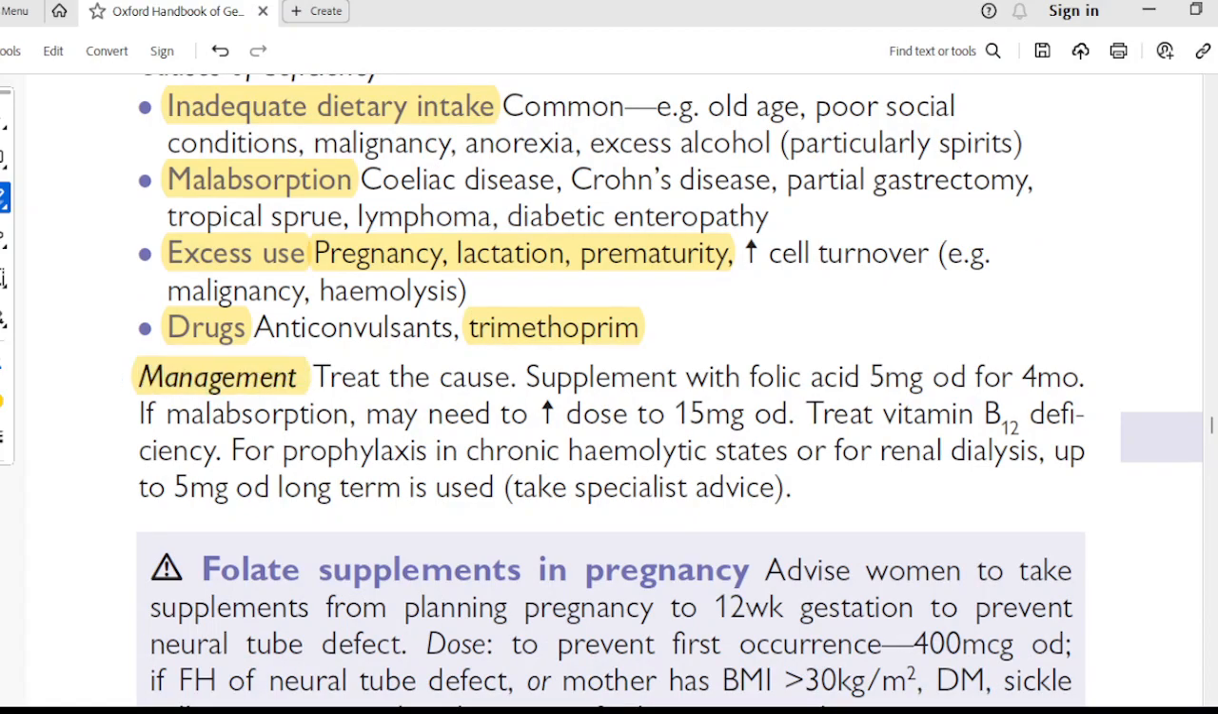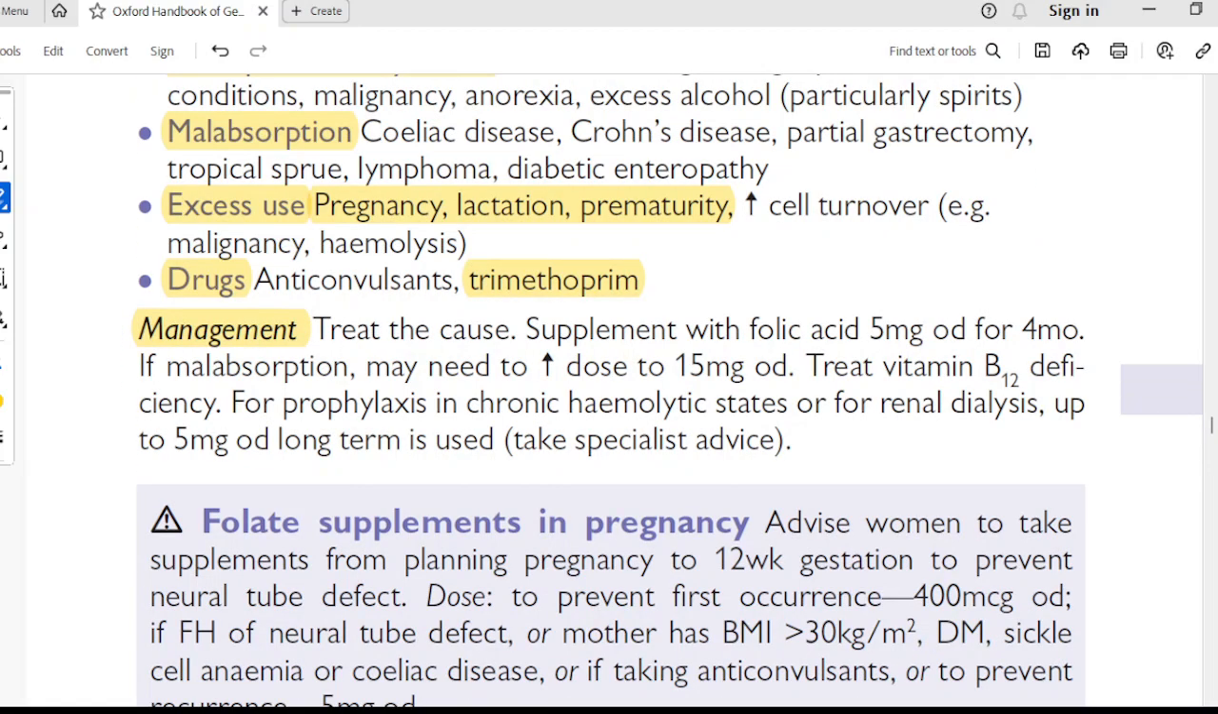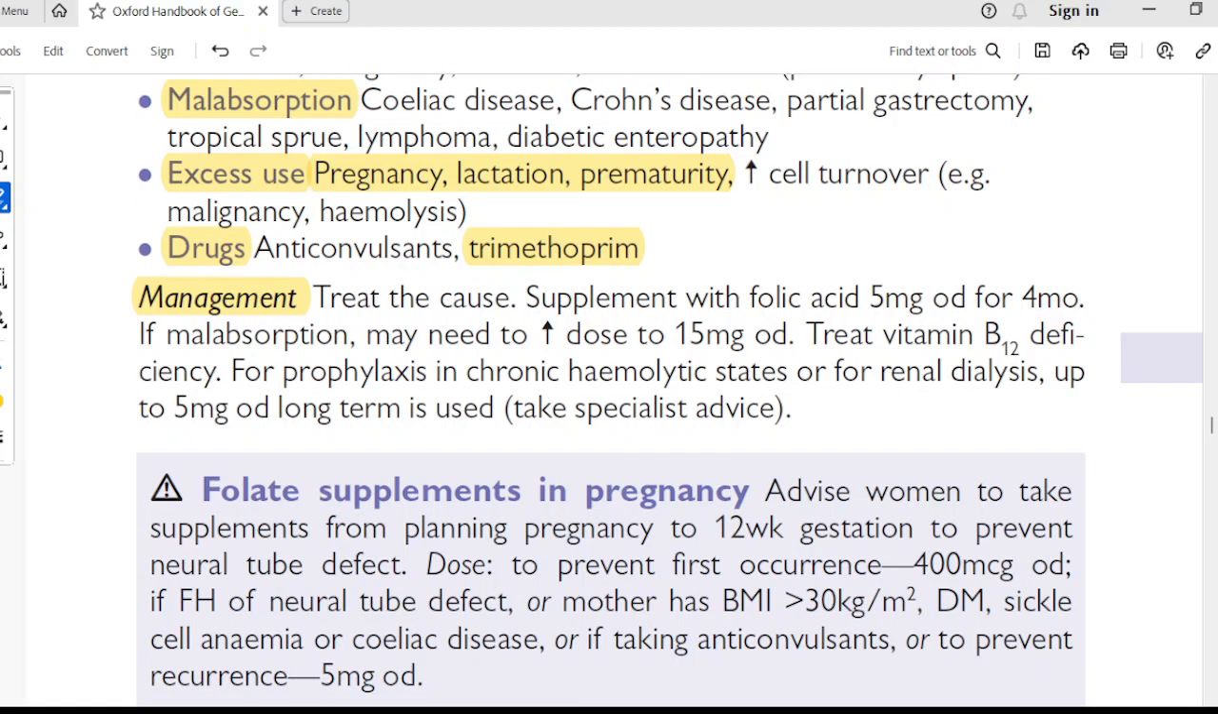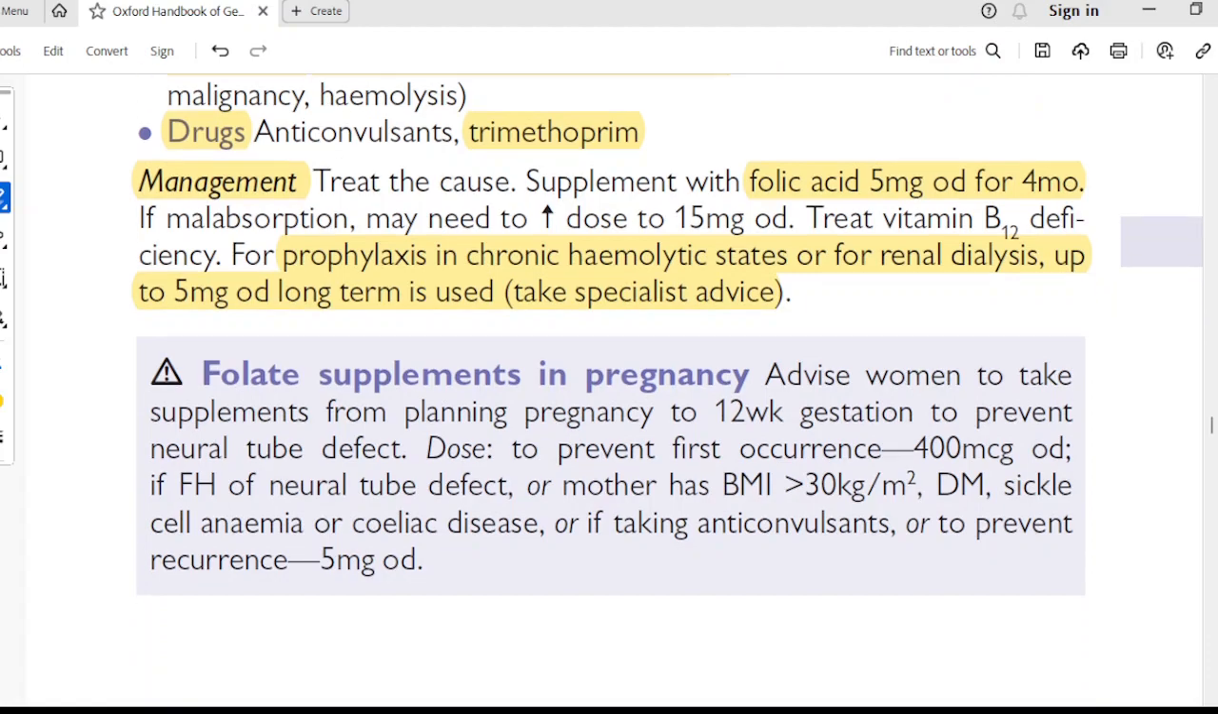Management: treat the cause. Supplement with folic acid 5 milligrams OD for 4 months if there is established deficiency. If malabsorption, may need an increased dose, that is 5 milligrams OD up to 15 milligrams. And treat the B12 deficiency if it is coexisting. For prophylaxis in chronic hemolytic states or for renal dialysis, 5 milligrams OD long term is used. Take specialist advice.